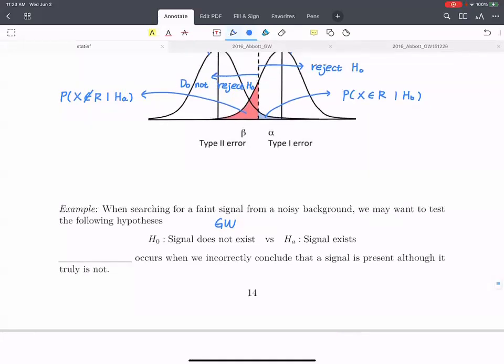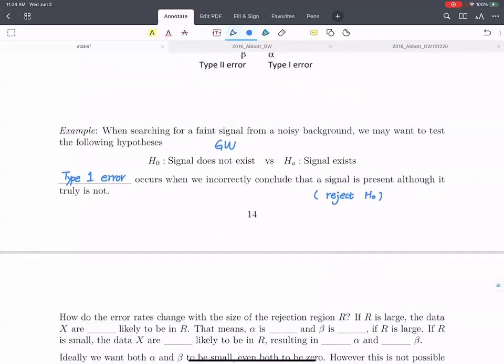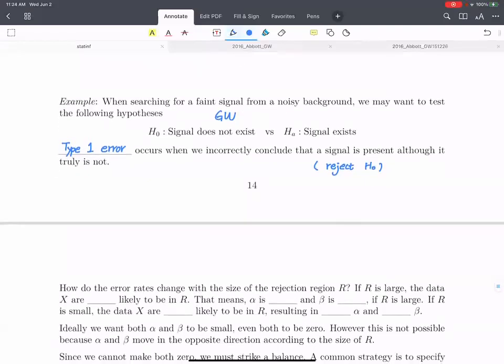But type 1 error, not rate, occurs when we incorrectly say that a gravitational wave signal is present. We found the signal, although it was not actually there. That conclusion is from rejecting the null, although the null is actually true. So type 1 error occurs in that scenario under the astronomical context.